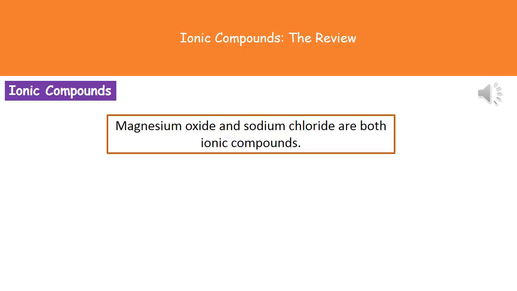Welcome to our review on ionic compounds. So previously we've looked at how ionic bonds are made, and anything that's joined by an ionic bond is known as an ionic compound. And two examples that you need to know about for your exam paper are magnesium oxide and sodium chloride.